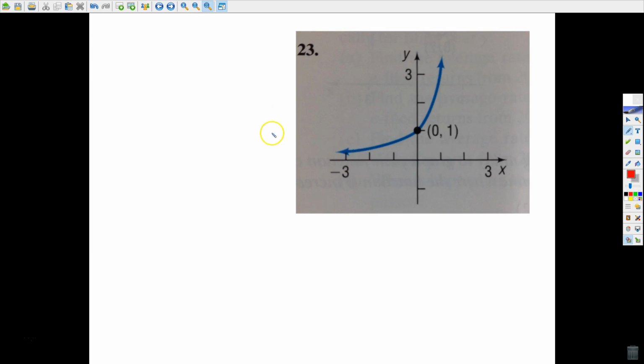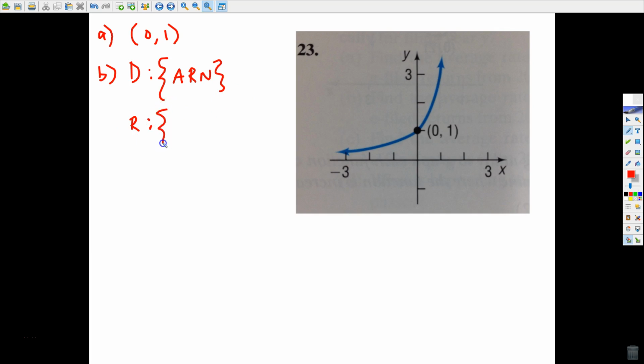This is number 23. So once again, let's just walk through all the parts. Let's find the intercepts. Well, there's only one. We have that y-intercept 0, 1. Okay, let's identify the domain and range. So the domain, we're looking at the numbers along the x-axis that would be involved in this particular graph. This graph goes forever to the left according to the arrow, and it's going to continue going forever up and right. So for the domain, we're going to state it as all real numbers.